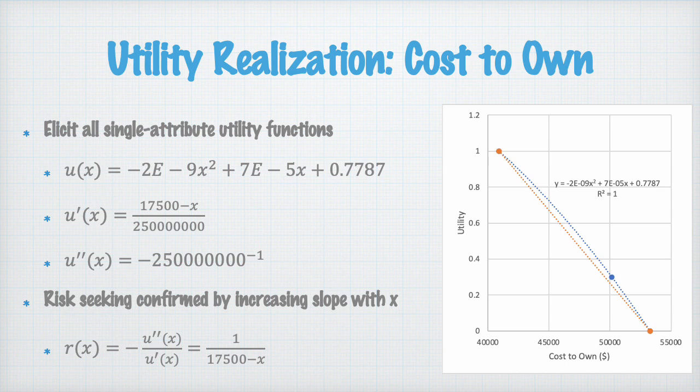equation is shown here. We take the first and second derivative of that equation, and we end up dividing out the second derivative from the first derivative in order to determine what our risk equation is. By assessing whether the risk equation increases or decreases with x, we're able to confirm via equation and via plotting that the cost to own is consistent with risk-seeking behavior.